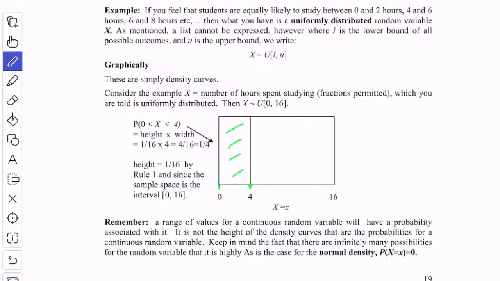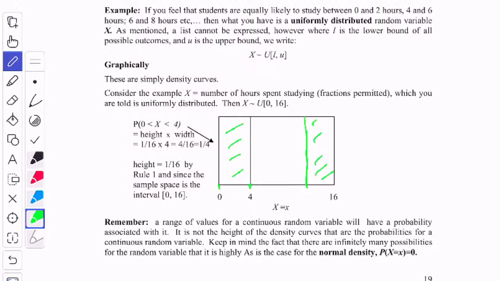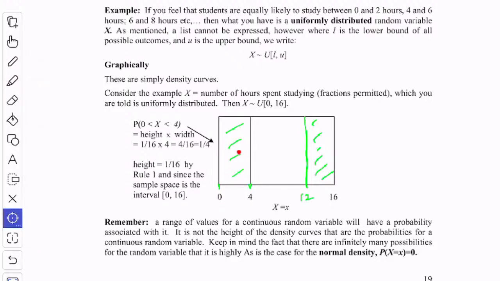Like this is 4 hours of time. It's equally likely for a person to study 4 hours or 12 to 16 hours. So this chance is the same as this chance. So these define the box, the rectangle.